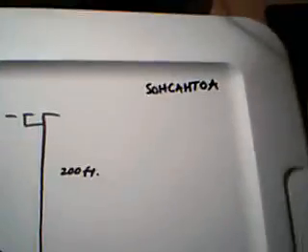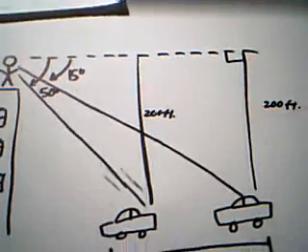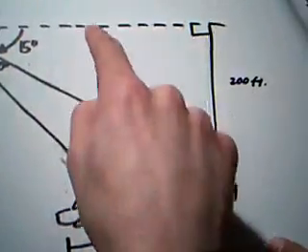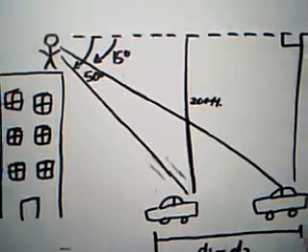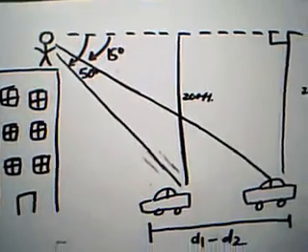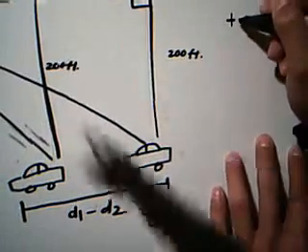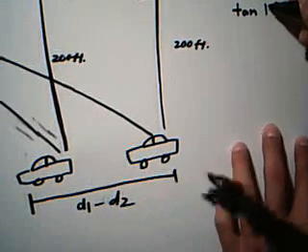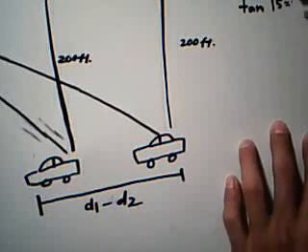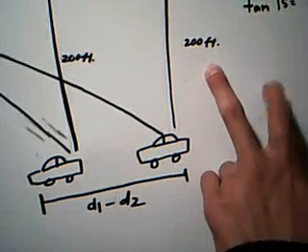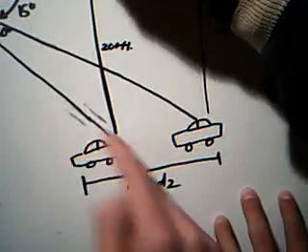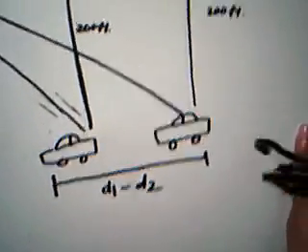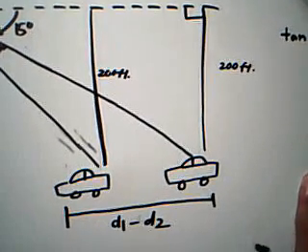There's your SOHCAHTOA. Now, for this problem, since you have the angles and you have an adjacent side of this triangle right here, you want to use the 15 degrees and the 200. So if you have the angle, we're going to put tangent of 15 is equal to opposite, 200, and then adjacent would be d1. Because we use 200 over d1.